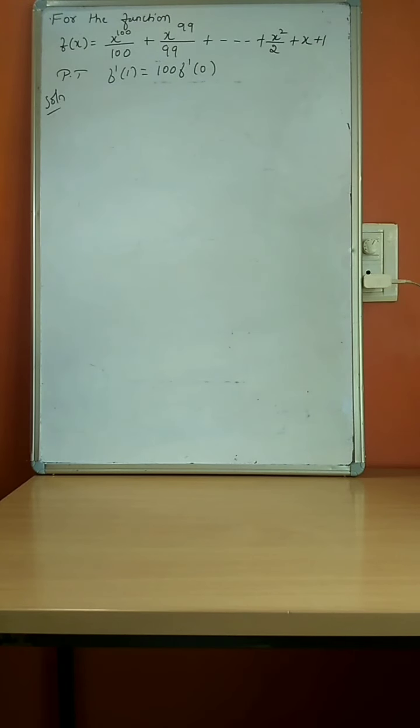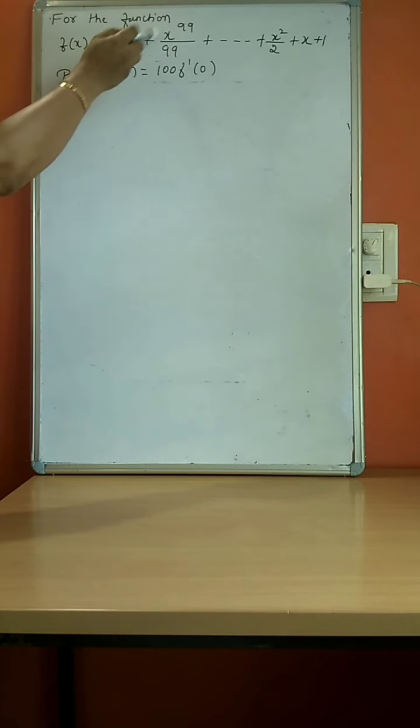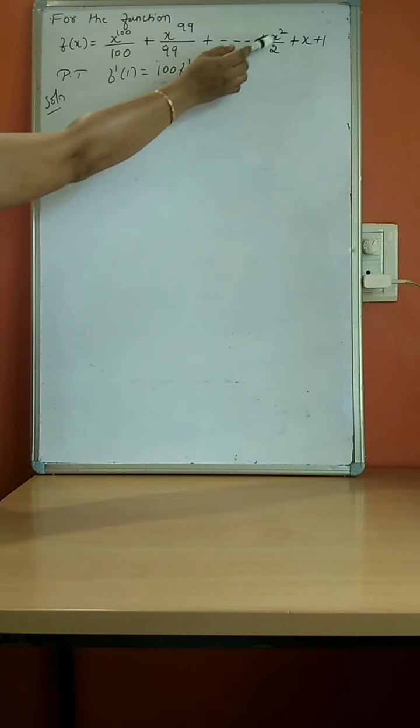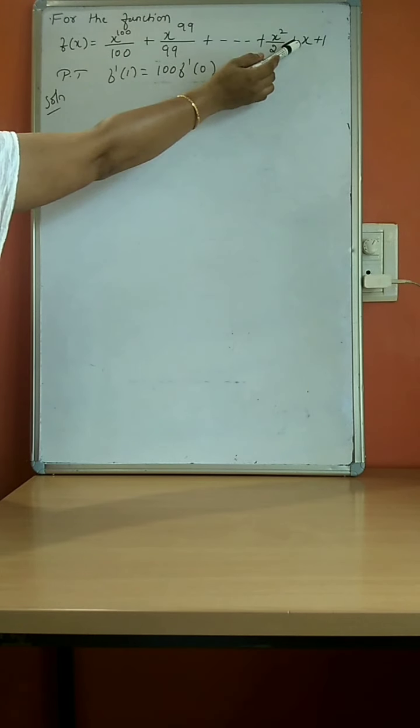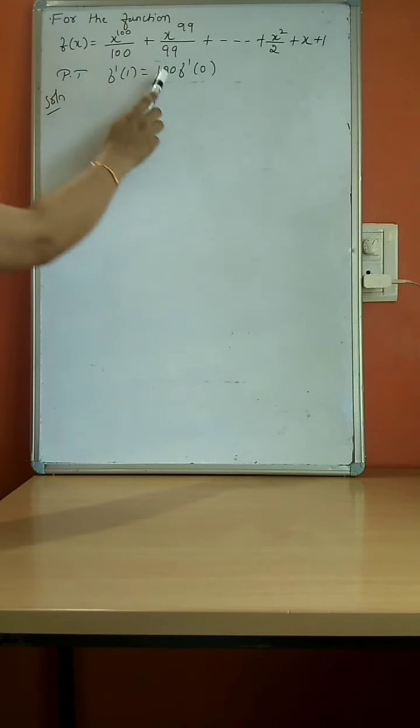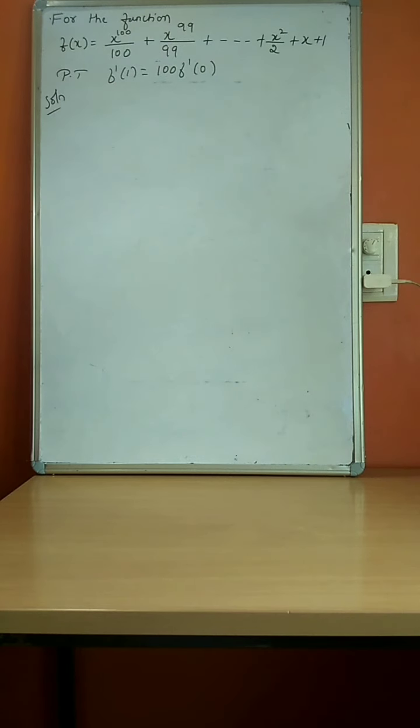Hello students, let us continue exercise problem 5. For the function f of x is equal to x to the power of 100 divided by 100 plus x to the power of 99 divided by 99 plus etc., plus x square by 2 plus x plus 1. Prove that f dash of 1 is equal to 100 f dash of 0.